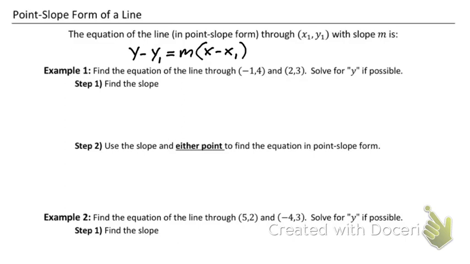All right, so let's do an example. It says, find the equation of the line through -1, 4, 2, 3. Solve for y if possible. It will be possible. It should just say solve for y, probably. All right, so it says, find the slope to start off with. So slope could be the tricky part of this. The point should be easy. The slope should be the hard part.